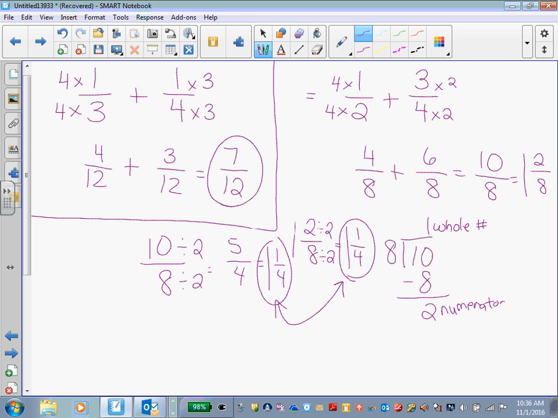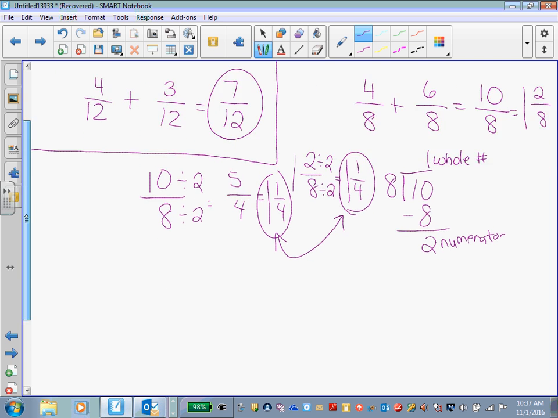Did I get the same answer either way? Yes. So you can choose to simplify before you change that improper fraction to a mixed number, or you can simplify after you've changed the improper fraction to a mixed number. But either way, you're going to get the right answer. Okay? Let's do one more problem.